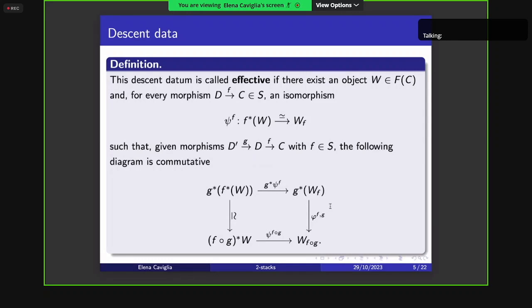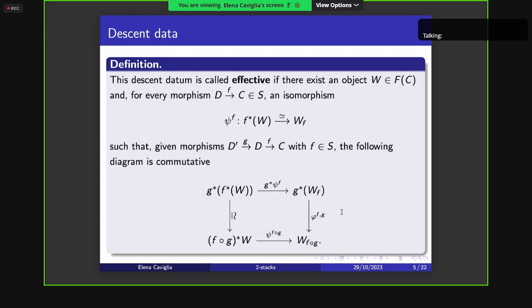And if you look at this diagram, this looks really similar to the diagram of the cocycle condition. And this is because we can think of this global object W as the assignment of the descent datum for the identity of C. Of course, the identity of C is not always in the sieve, so we don't have W_{id_C} in general. But this global object W, when the descent datum is effective, behaves like the identity of C. And this is what this diagram is saying.